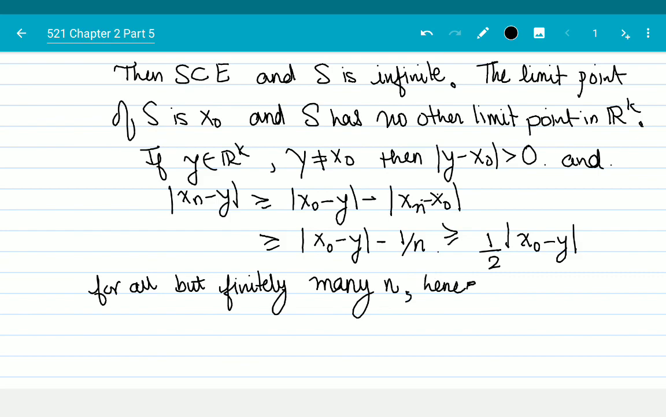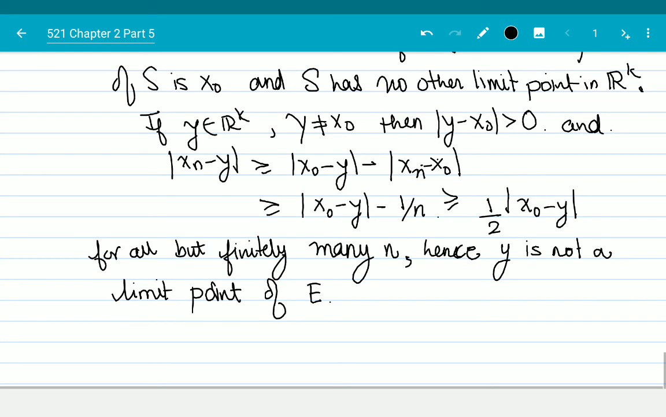Hence, y is not a limit point, and therefore this means that x naught is the only limit point. Okay, and that means, what was I trying to show?